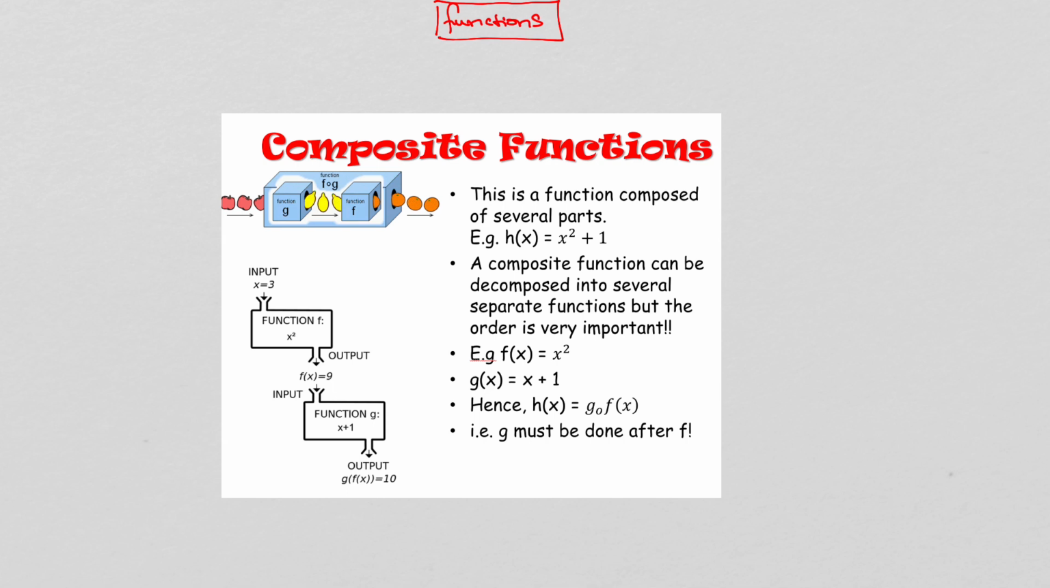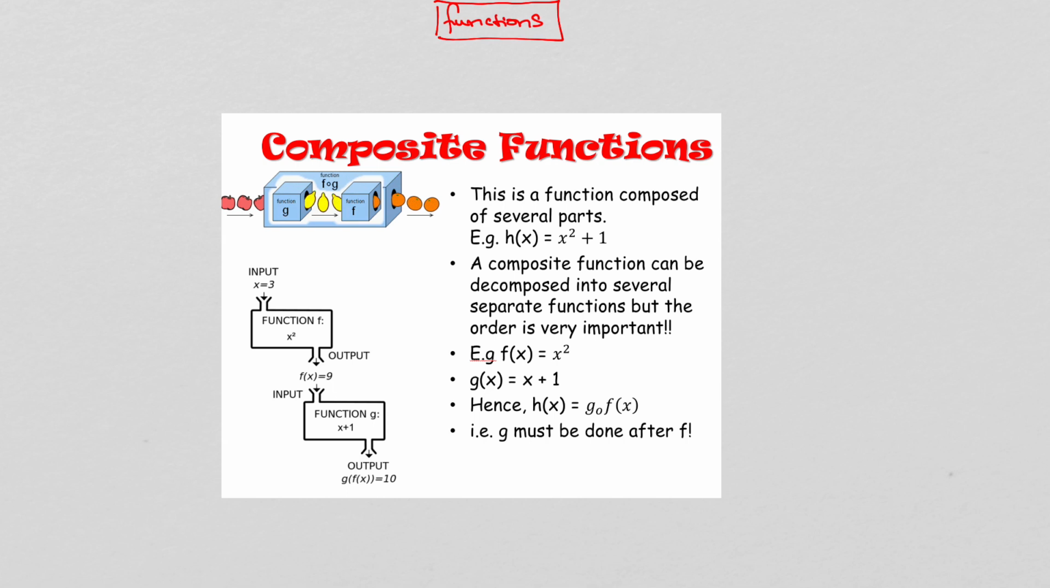For example, if we look at h of x is equal to x squared plus 1, well, the first thing we're doing to this input is squaring it, and the second thing we're doing to it is adding 1. So we could actually separate it into two different functions. In other words, we can decompose it. We could say, let f of x be the function x squared, and then the output of that function would be our input in g of x.